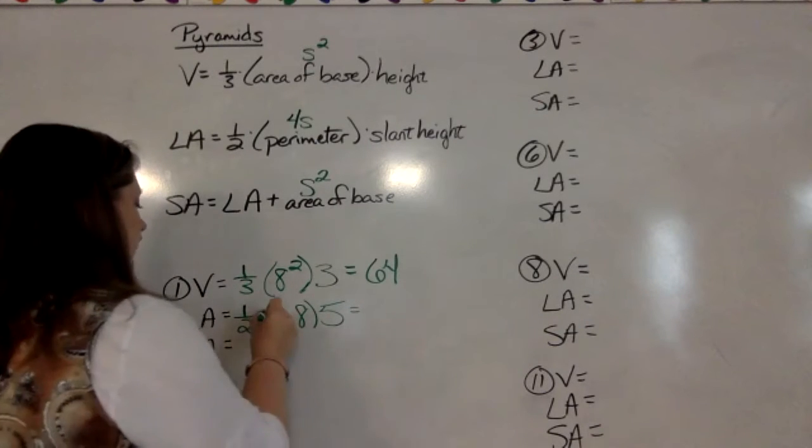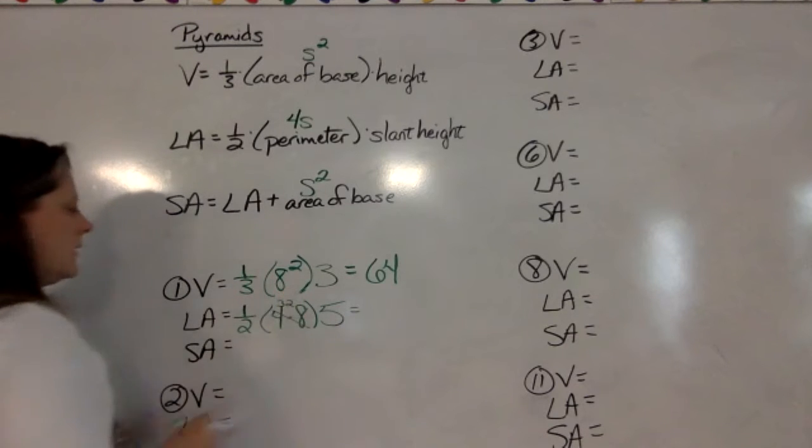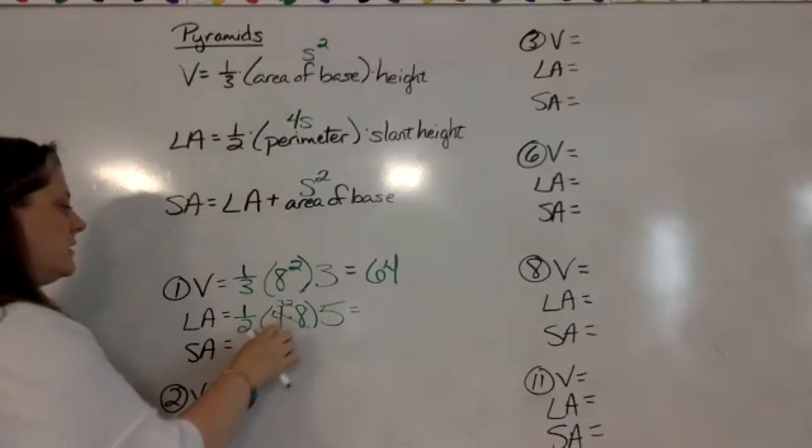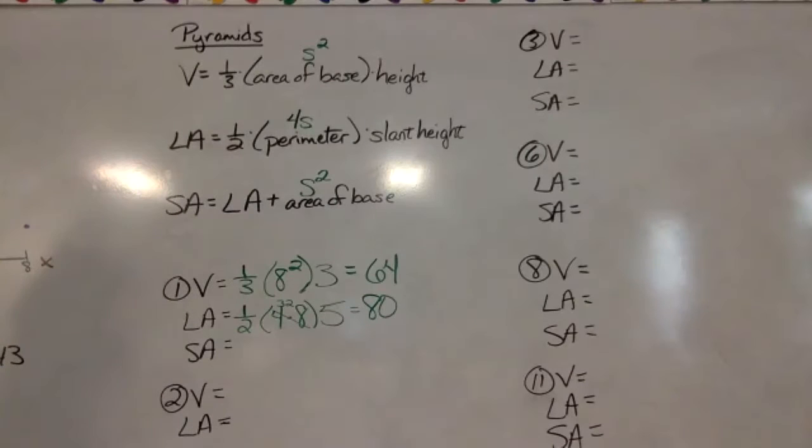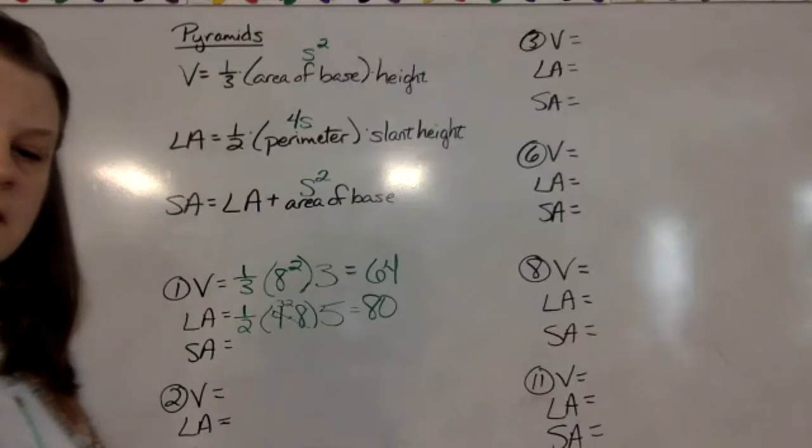So it's just learning where the stuff is on the picture so you can put them into the formula. So I multiply this out. 4 times 8 is 32. Half of 32 is 16. 16 times 5. So my lateral area is 80. Okay, pretty easy. Next one.